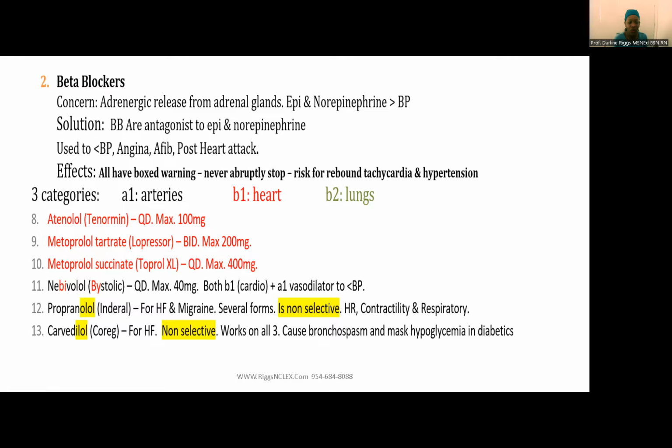So once we administer these beta blockers, they're going to lower the blood pressure if it's being caused in that way. So great for hypertensive clients who are releasing epi and norepi. Great for anginas, which we've covered already. Atrial fibrillation, which we've covered already, and we talked about the beta blockers then. You see how all of this is coming together? Post a heart attack too. We talked about atrial fibrillation and beta blockers.